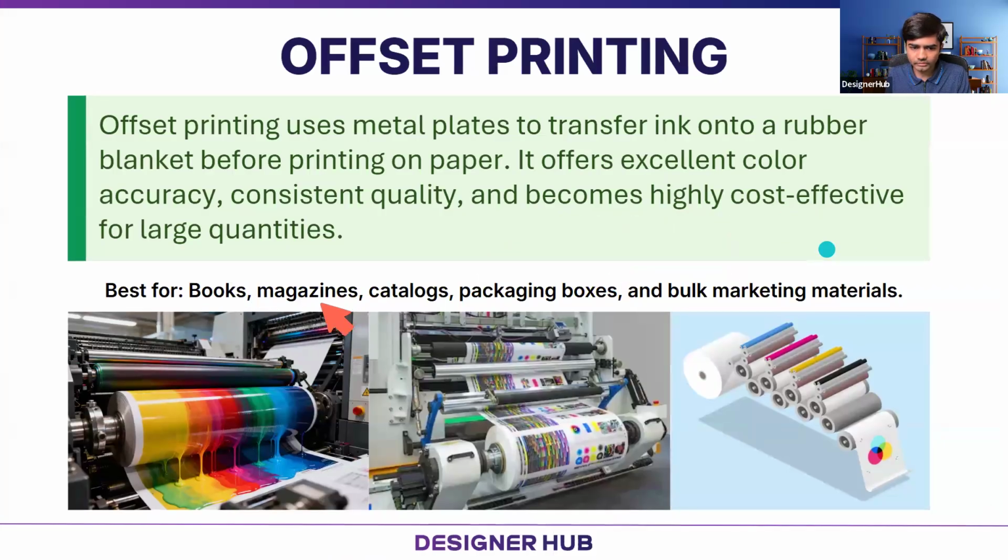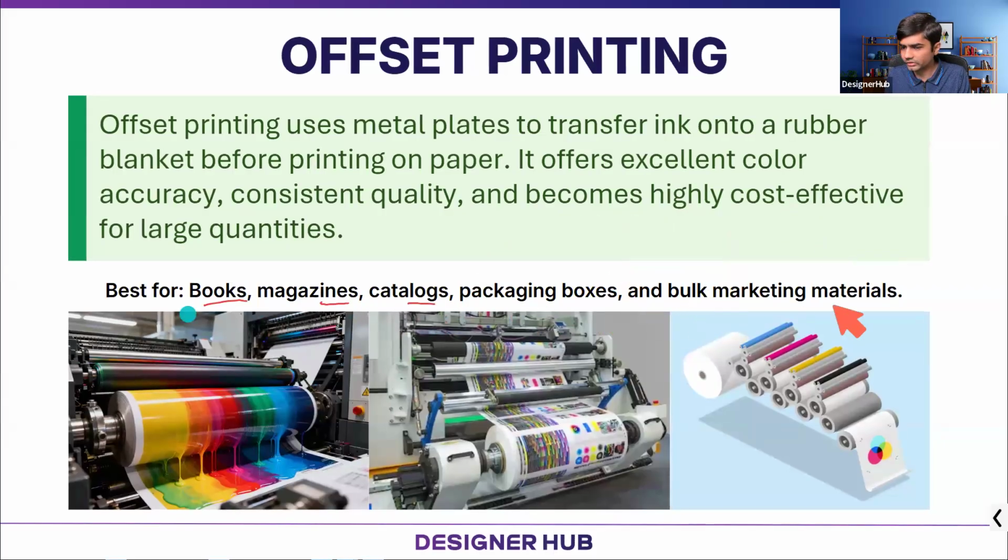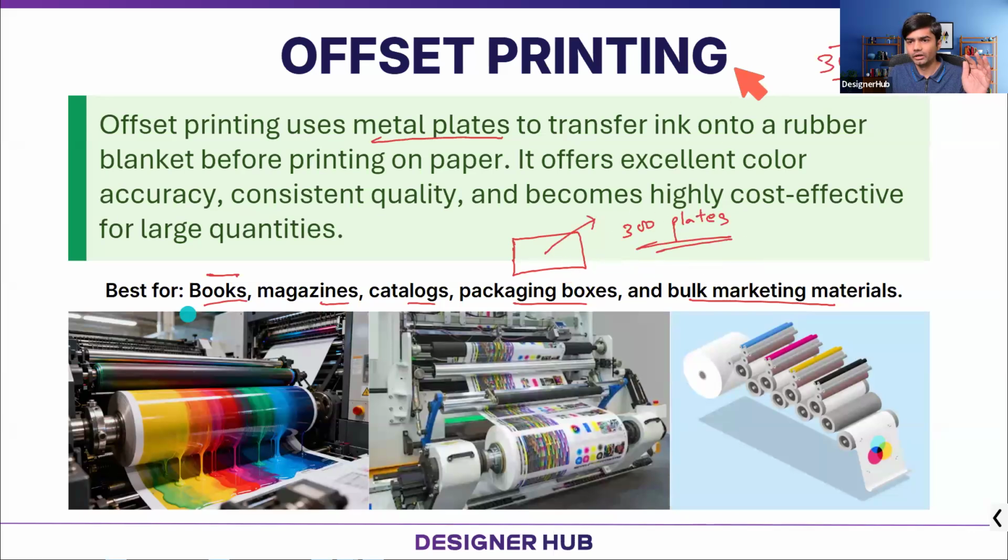It is best for books, magazines, catalogs, packaging boxes, and bulk marketing material. Now when it comes to books, imagine a book has 300 pages. Each page is a separate metal plate altogether that they have to create. So they have to create those 300 plates because they are going to print almost 5,000 copies of the entire book. So 300 plates once, but those plates are your asset.